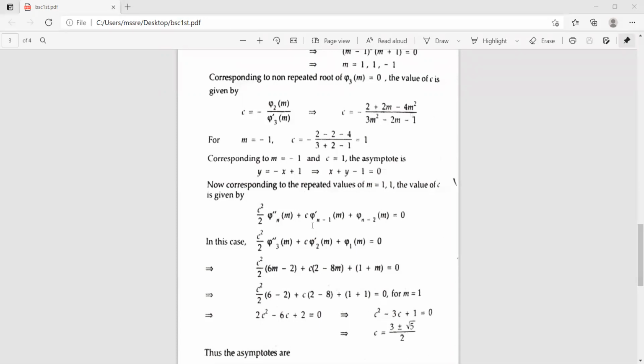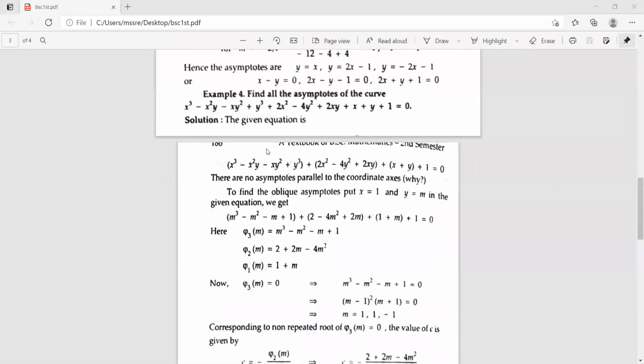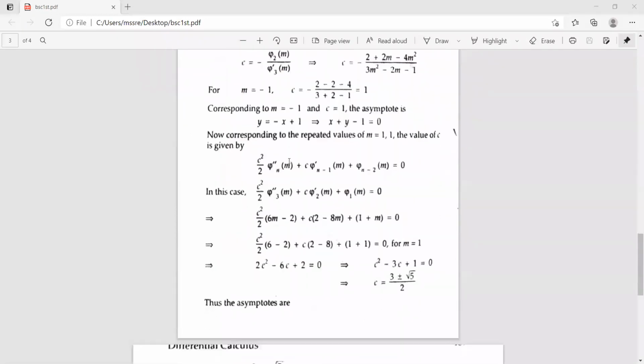Therefore the value of c is given by the formula c square by 2 pi n double dash of m, where the working rule is c into pi n dash of n minus 1 of m plus pi n minus 2 of m equal to 0. That is the general formula. Here, what is the value of n? Note the highest degree of the problem. The highest degree is 3. So the highest degree is 3.